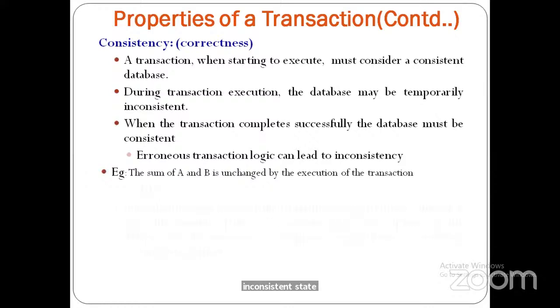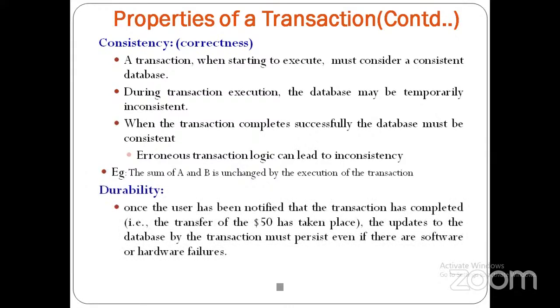Next, consistency. Consistency is nothing but correctness. A transaction, when starting to execute, must see a consistent database. During the transaction execution, the data will be in a temporary inconsistent state. When the transaction completes successfully, the database must be in a consistent state. So here, the sum of A and B before the transaction is the same as the sum of A and B after the transaction.